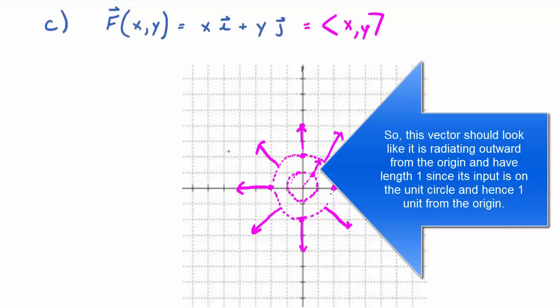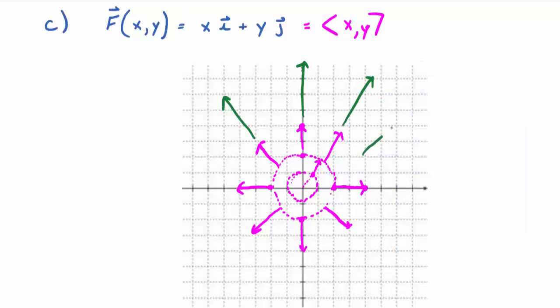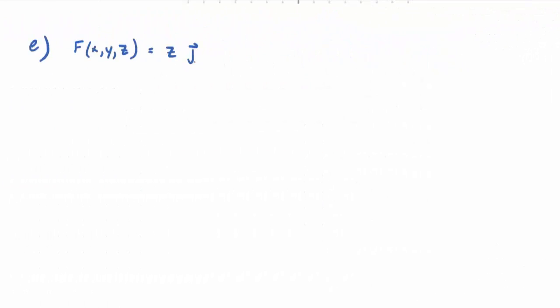Okay? So in other words, this vector field is a set of vectors that go radially out from the origin, with the same magnitude that the input is from the origin. It looks something like that. Now F of x, y, z equals z times j. So let's think about what that would look like.